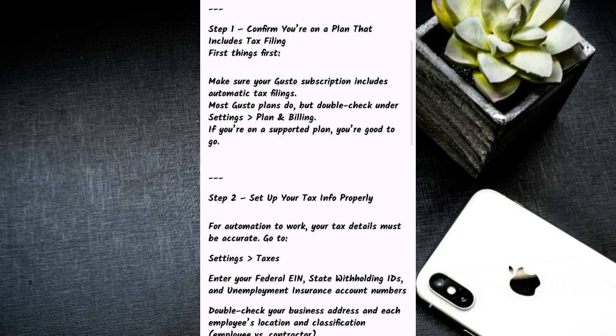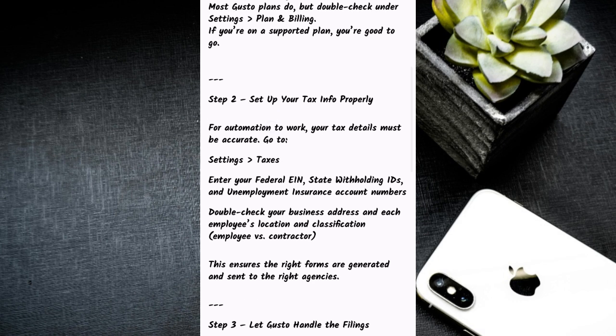Step 2, set up your tax info properly. Now, for automation to work, your tax details must be accurate. You want to go to settings, and under taxes you can enter your federal EIN as well as state withholding IDs and unemployment insurance account numbers. And then you're going to double check your business address and each employee's location and classification. This ensures that the right forms are generated and sent to the right agencies.